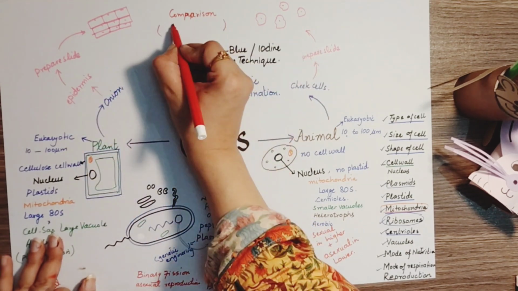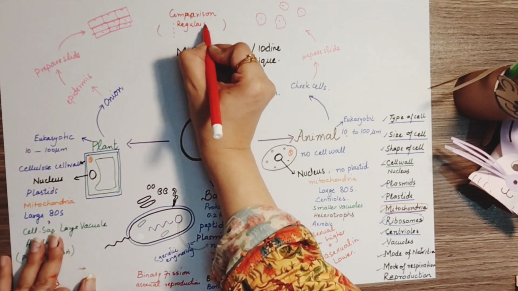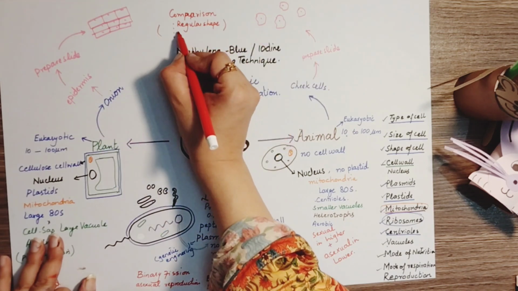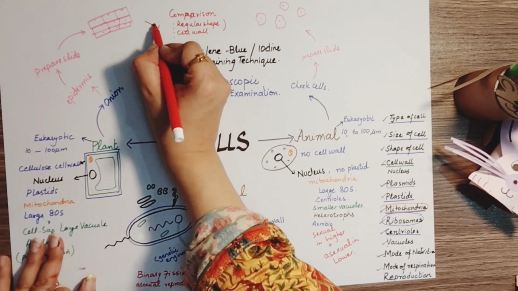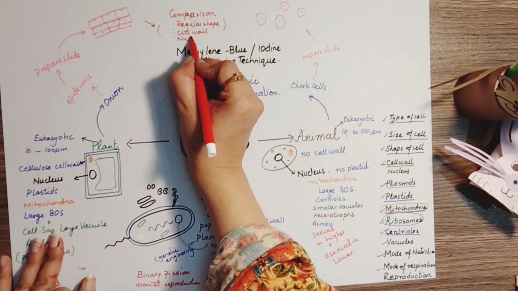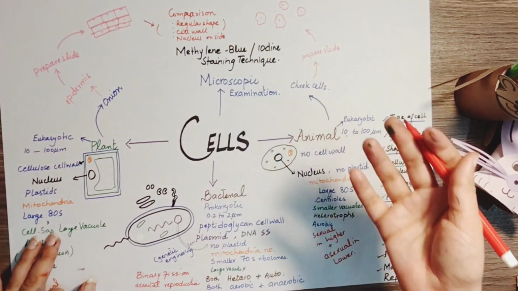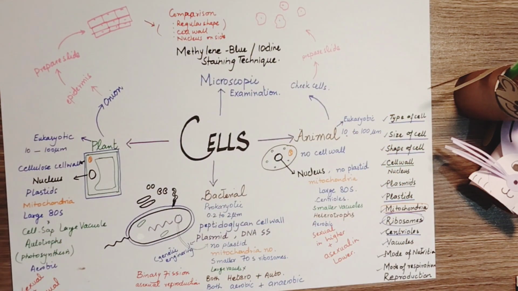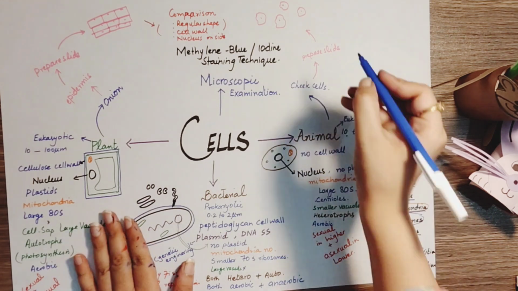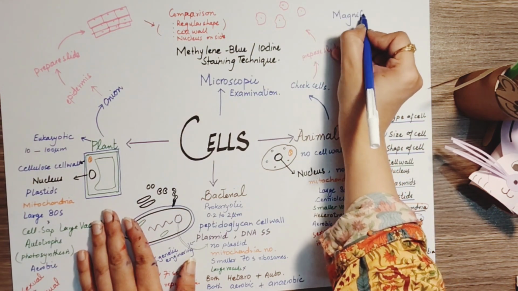So you need to compare them in the exam on the basis of their shape. You have to compare them, whatever is visible in it. Cell wall is very visible in the plant cell, whereas it is absent in the animal cell. You can see the nucleus on the side in the onion cell slide, whereas in the cheek cell, the nucleus is in the center.